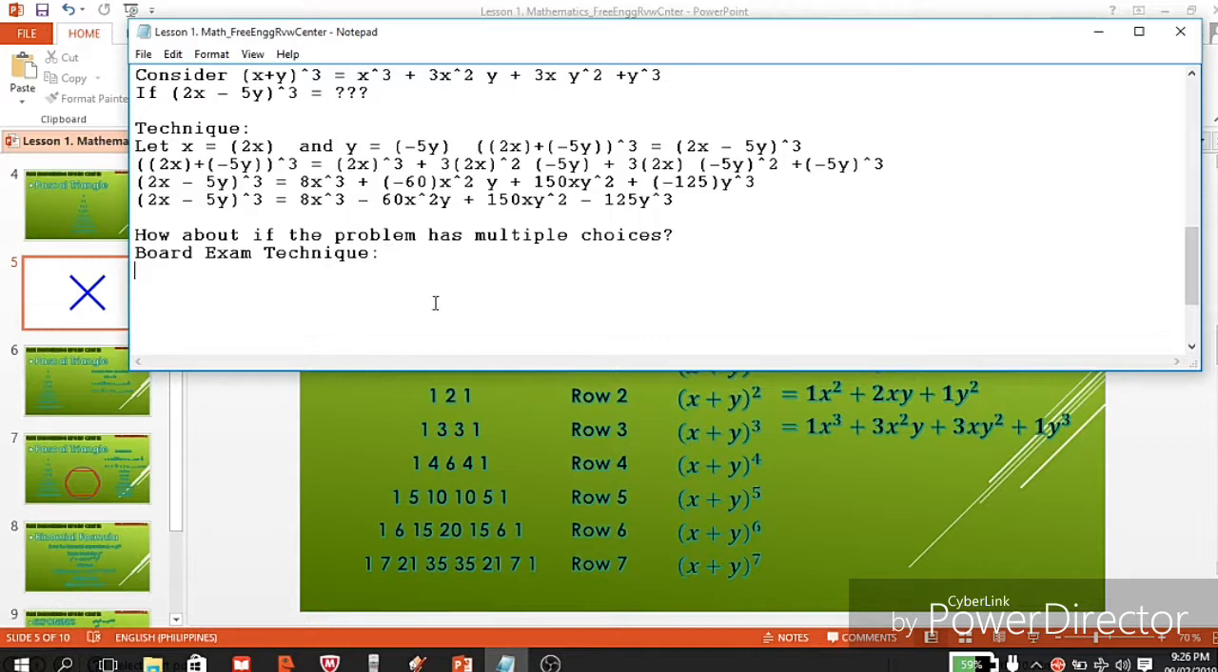So for example, find the equivalent of, let's say, expand (2x - 5y) raised to the power of 3. Let's say we have letter A, this is letter A. Let's say this would be, let's say 64. Let's say this is 20.